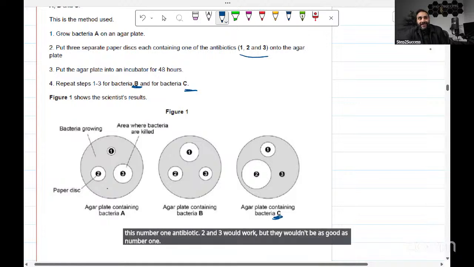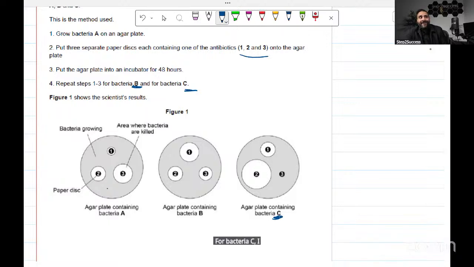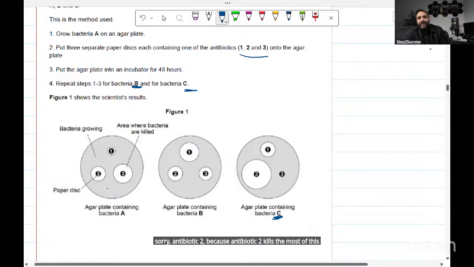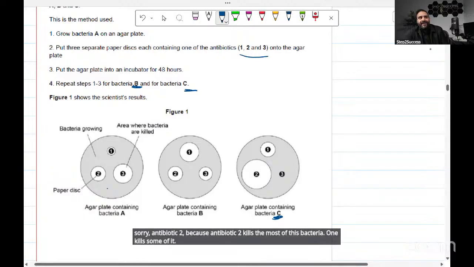For bacteria C, I would definitely use antibiotic two, because antibiotic two kills the most of this bacteria. One kills some of it, three doesn't kill any of it.